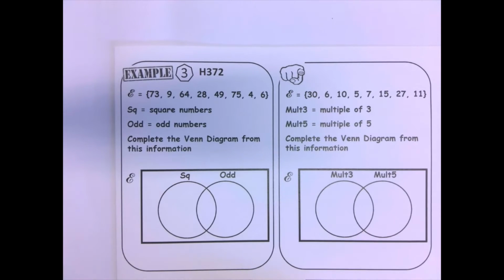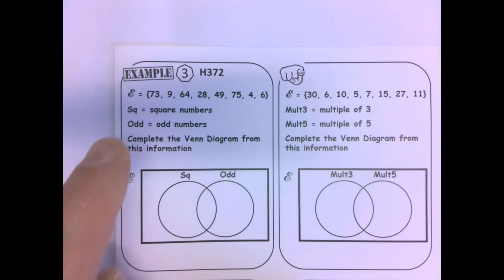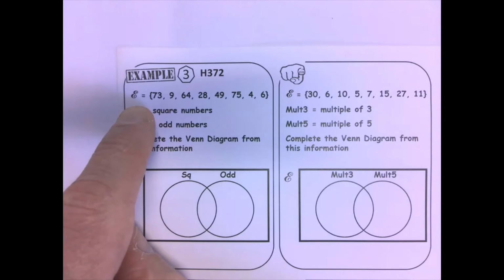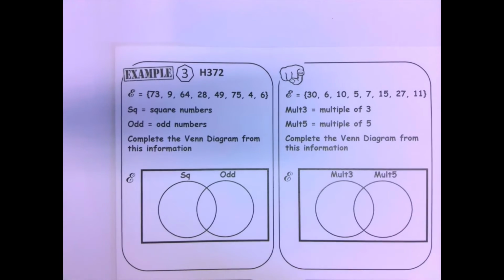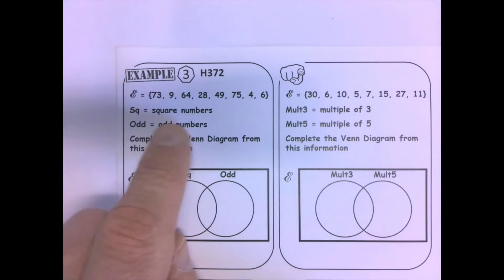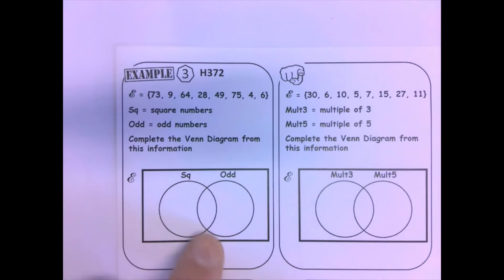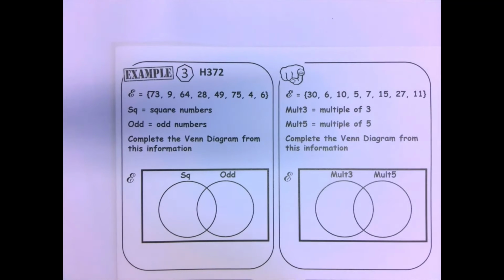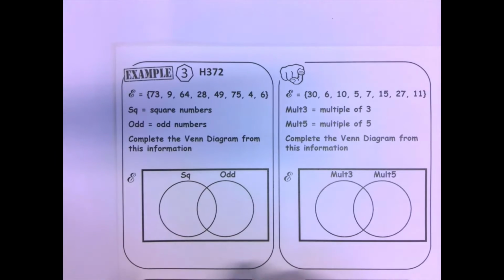Example 3 now, clip 372 on Haggerty. So this is epsilon, the universal set, so that's all the numbers in our problem. We're told that square is the square numbers, odd are the odd numbers. Complete the Venn diagram for the information. So what we need to do is just go through the numbers one by one and decide which category they fall into, right?